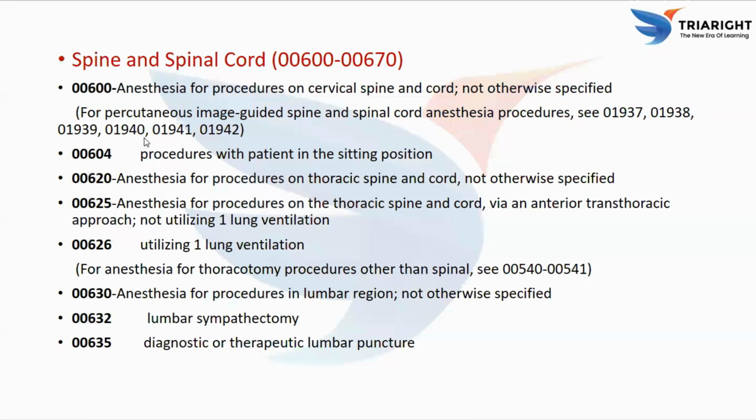CPT code 00600, anesthesia for procedures on the cervical spine and spinal cord not otherwise specified. This is used for most cervical spine surgeries. For example, cervical disc surgery, cervical laminectomy, cervical spinal cord decompression. So if it is a cervical spine surgery and no special condition is mentioned, you have to assign the code 00600.